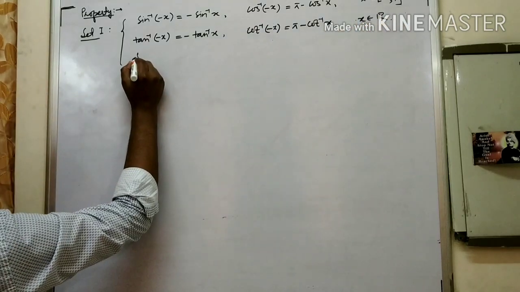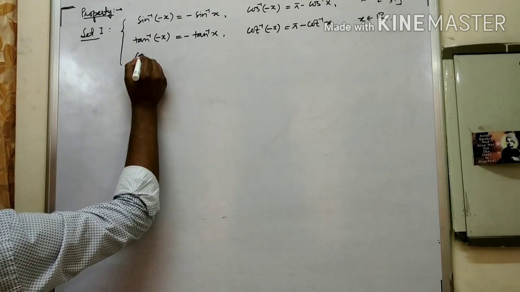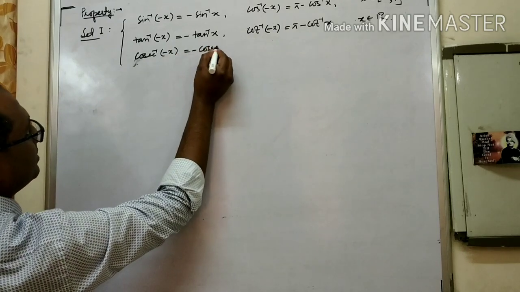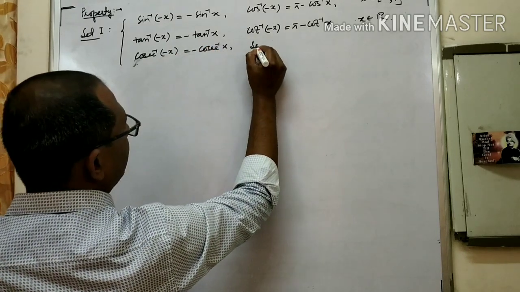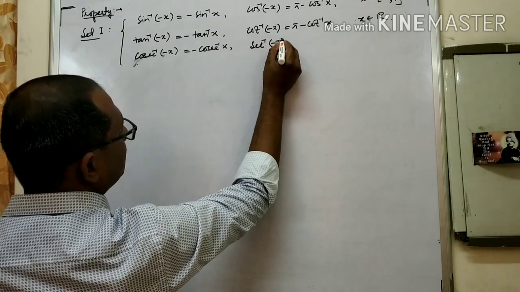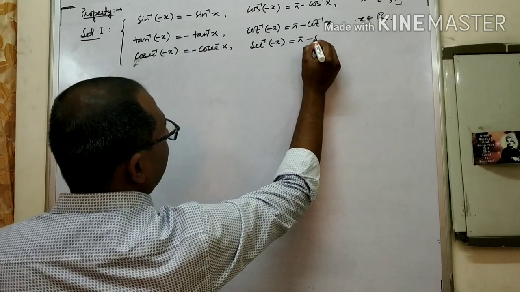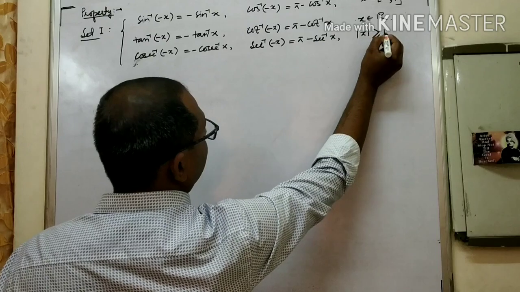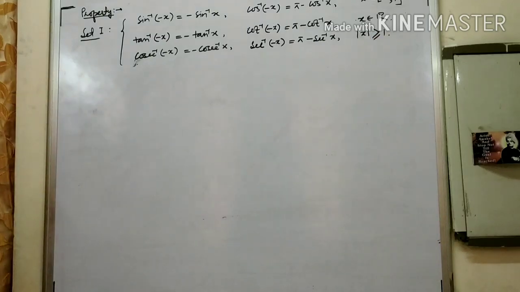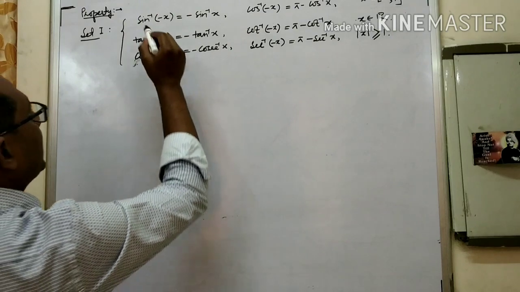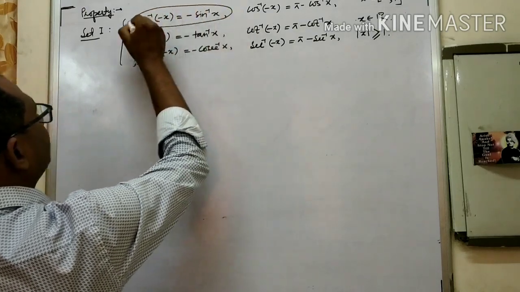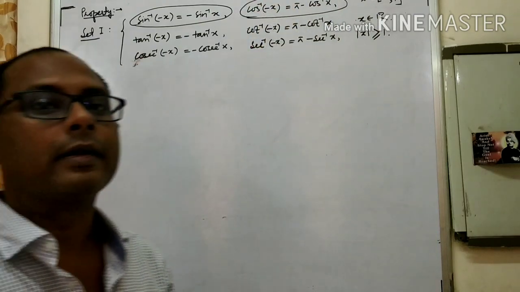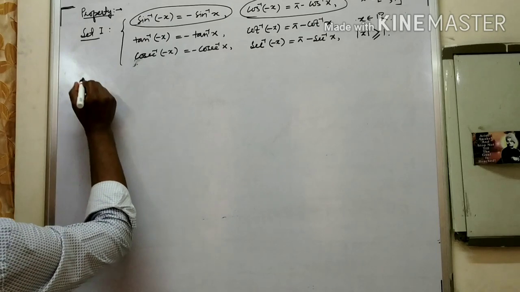And then lastly, cosec inverse of minus x is minus cosec inverse of x, and sec inverse of minus x is pi minus sec inverse of x, and both these results are true for all modulus of x greater than or equal to 1. Let's set 1. We'll try to prove these two results, and the rest of the results you can try on your own. Okay, so I'm proving that.